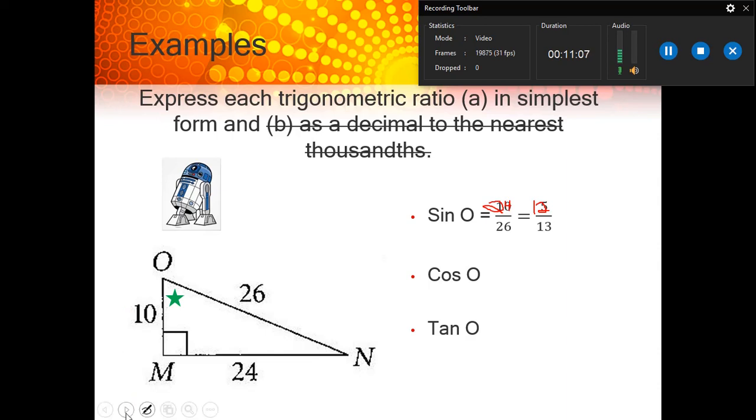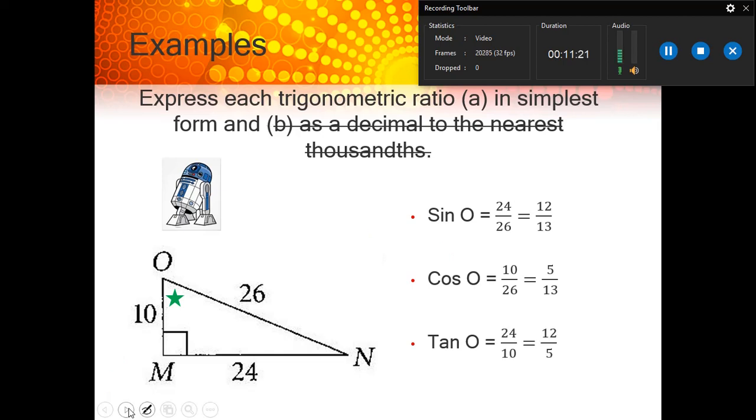Cosine is caught another hobo, adjacent over hypotenuse. It should be 10/26. And the last one, tangent, opposite over adjacent. 24/10 reduces to 12/5. So the three trig ratios, sine, cosine, and tangent, just compare the side lengths of the triangle to the angle in between. We're going to leave them as reduced fractions.